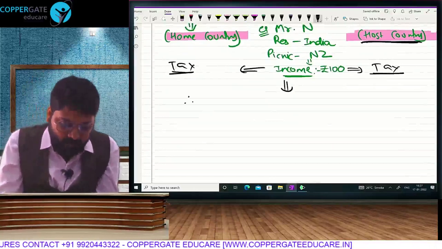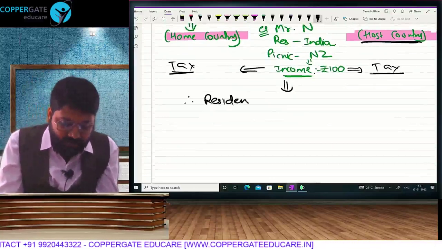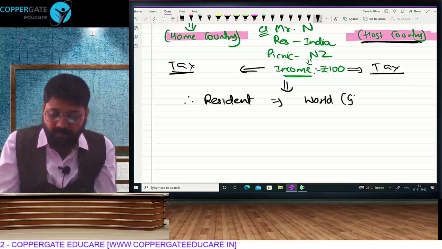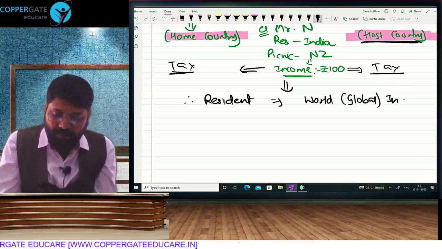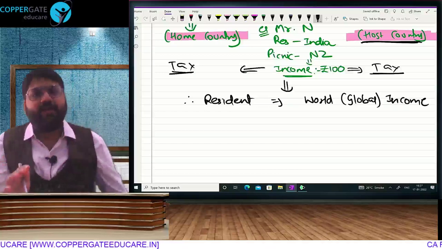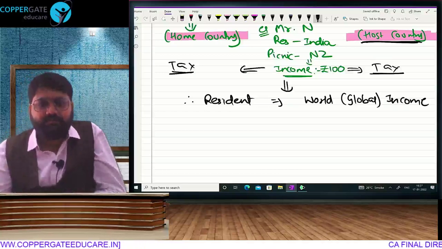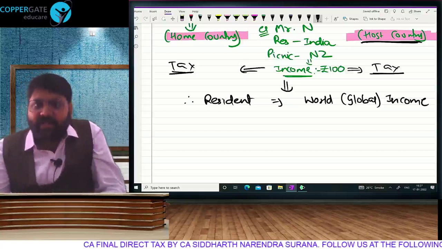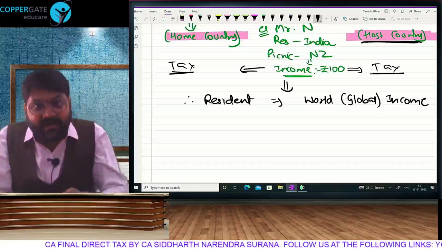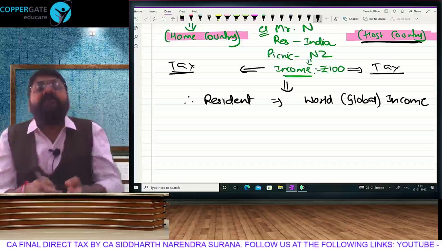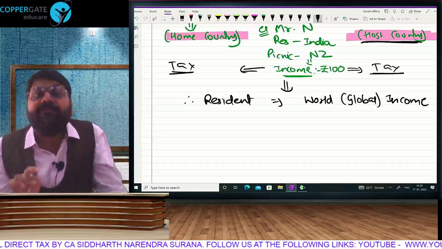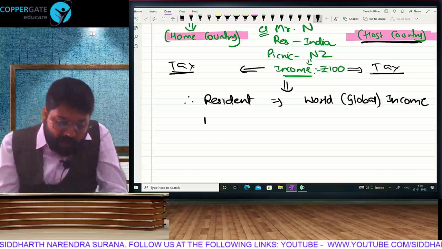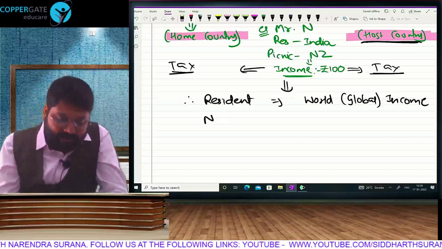Okay. Therefore, if you are a resident in any country, you have to pay tax on world income. You have to pay tax on your global income. Means, income earned anywhere in the world will be taxable. If you are a resident of any country, then income earned in that country, income earned outside that country, income earned anywhere in the world is going to be taxable. Correct?